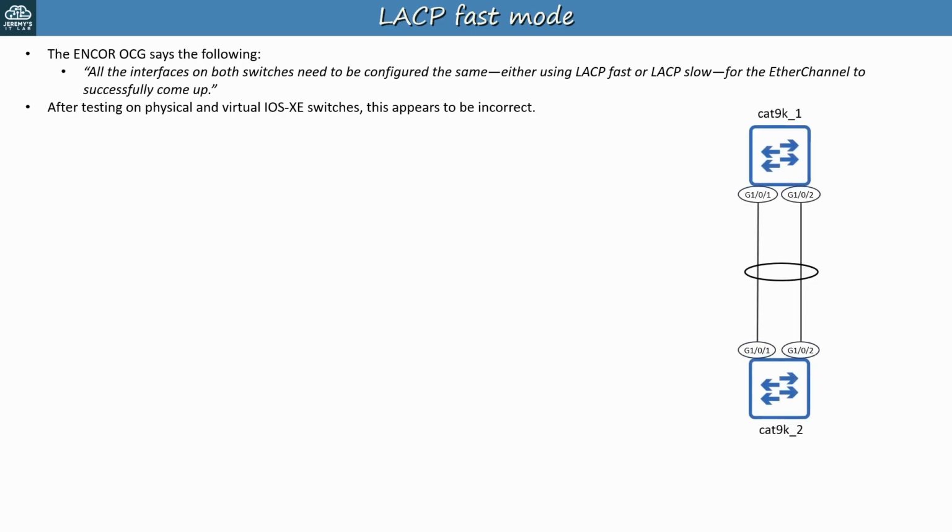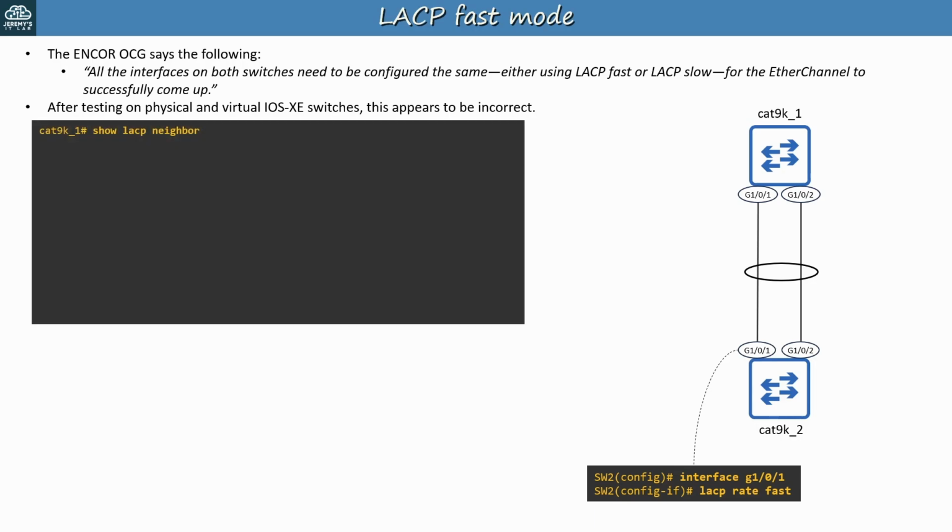Let's try with these two switches, Cat9K1 and Cat9K2. On Cat9K2's G1/0/1 interface, I configured LACP rate fast. The others have the default setting, LACP rate normal. To confirm, I first used show lacp neighbor on Cat9K1. This command is like show pagp neighbor, which we looked at in the previous video. It shows info about the device's LACP neighbors.